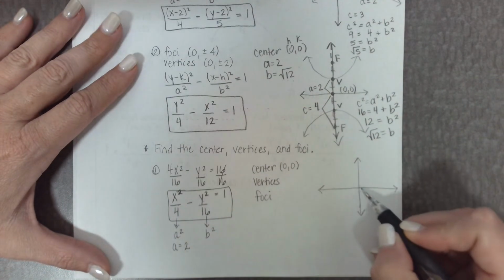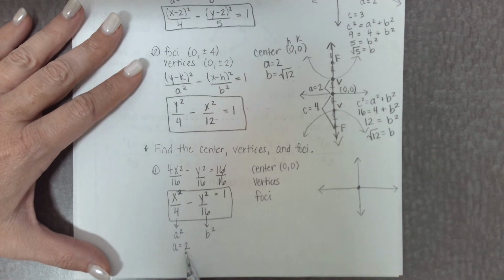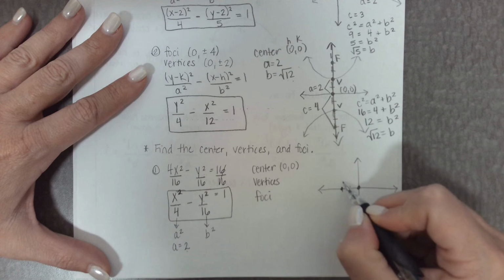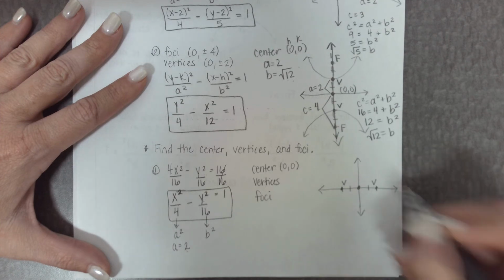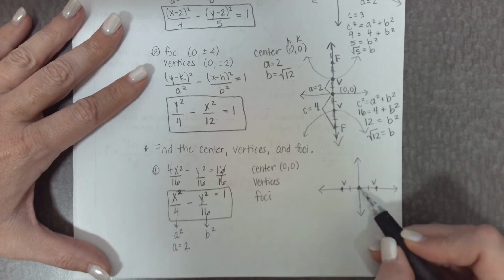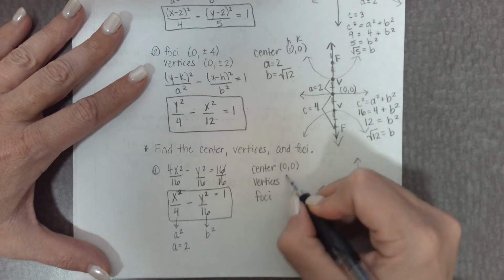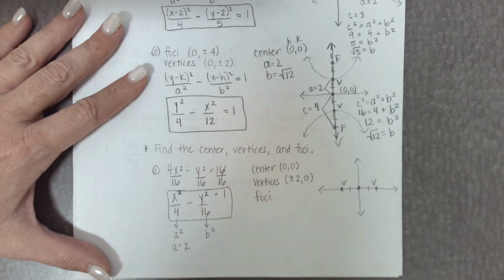Okay, so let's go ahead and label this so we can see it drawn out. Our center is at 0, 0. So from our center, we need to move left and right 2 units to get to our vertices. So we're going to move left 2. So we have a vertex here. And we're going to move right 2. So we have a vertex here. So our vertices are at 2, 0 and negative 2, 0. So sometimes we just write that as plus minus 2, 0.